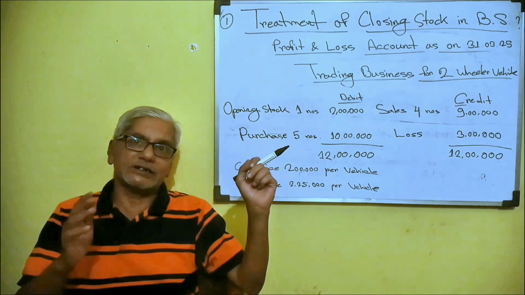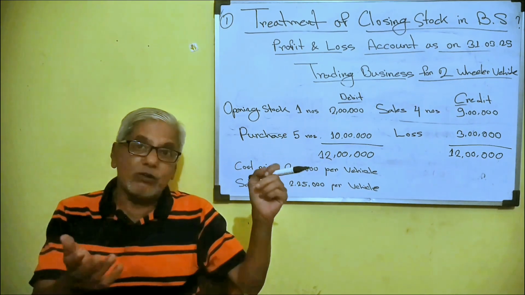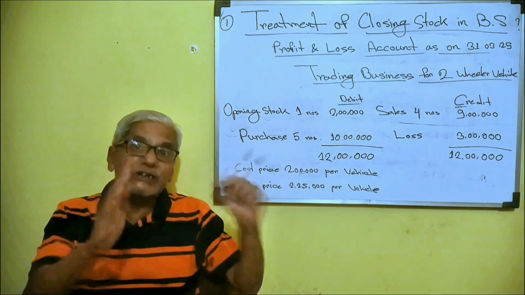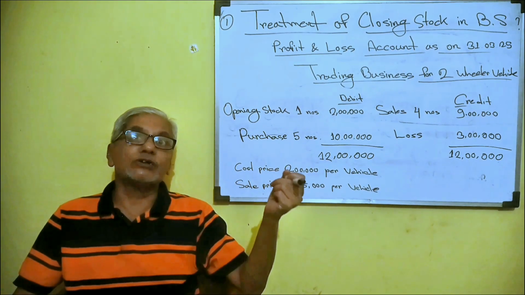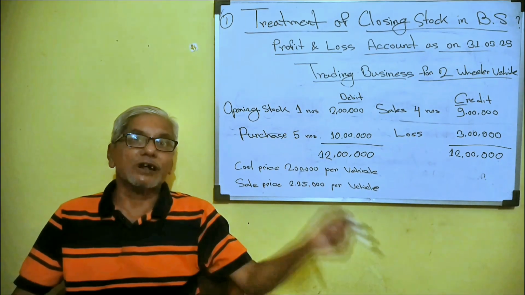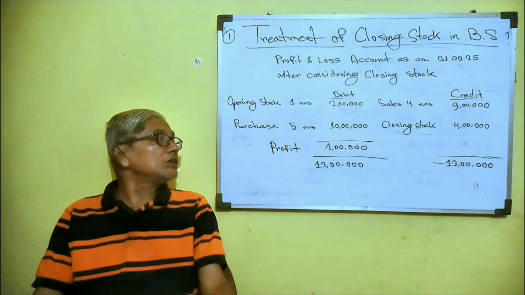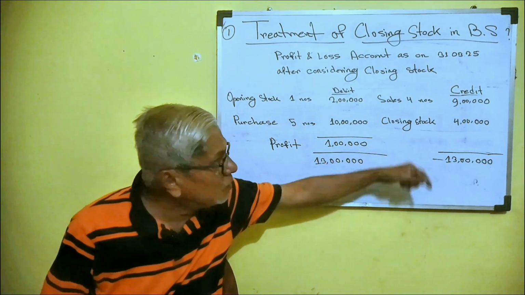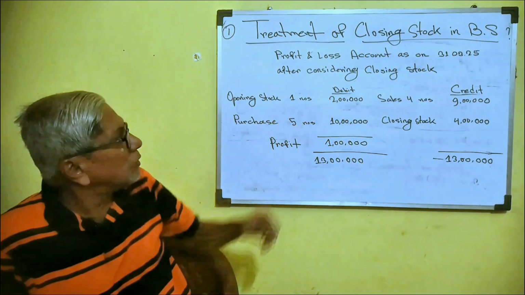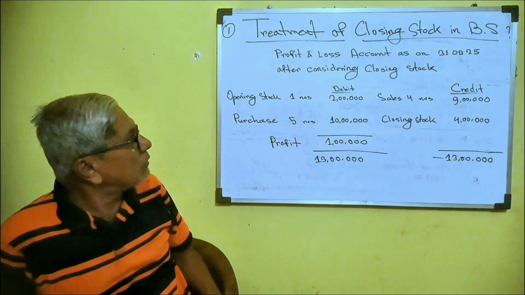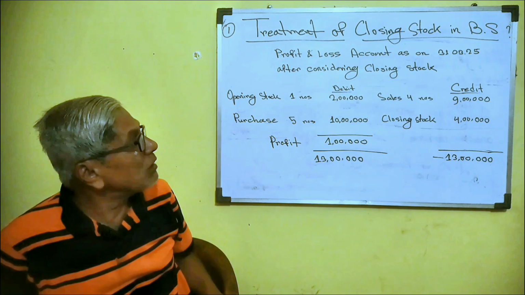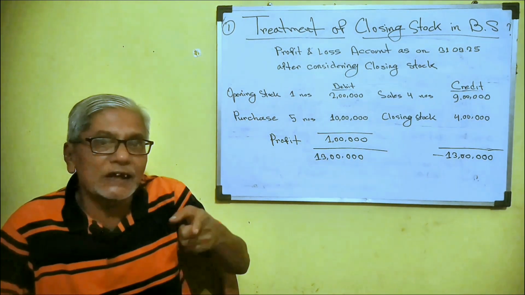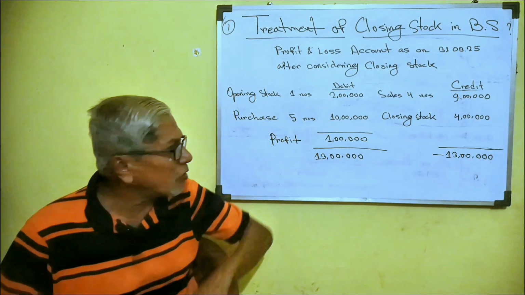This is common sense. They can ask you why. What is the item that has been missing here? You have to say that closing stock has not been considered here. Now, after considering closing stock, how much? 2 vehicles is the closing stock: opening stock 1 plus 5 purchase makes 6, minus 4 sold. 2 numbers closing stock. Cost price is 2 lakhs, so 4 lakhs is the closing stock.